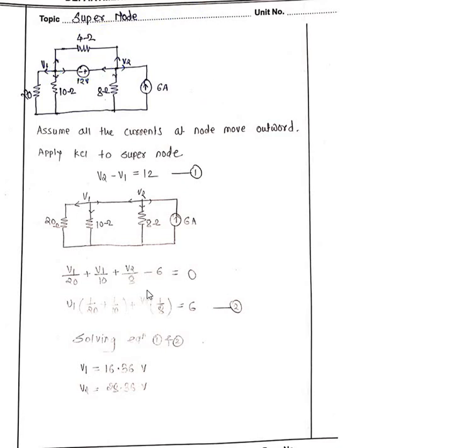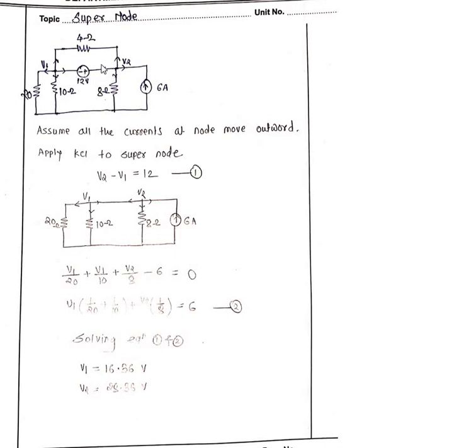Then what to do? You will see what voltage source is present here. 12 volt is present. This 12 volt is present between which two nodes? Between V1 and V2. Okay, the plus term, where is the plus term? This is the plus term. So V2 minus V1 is equal to 12. This is equation number 1.